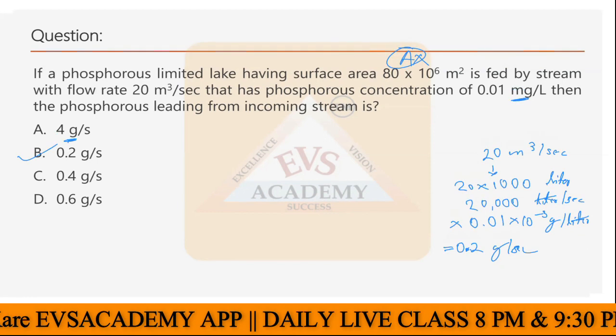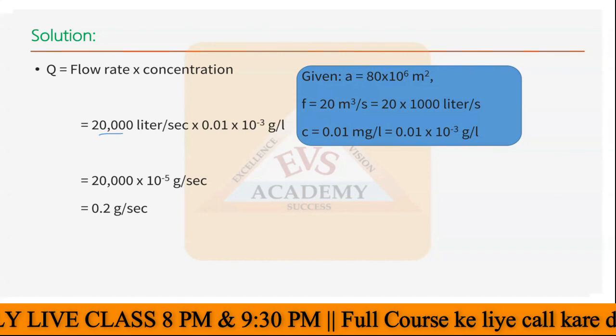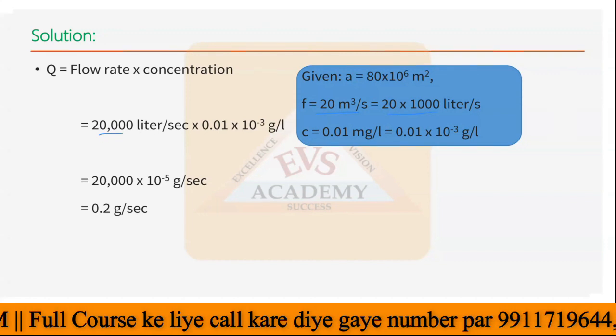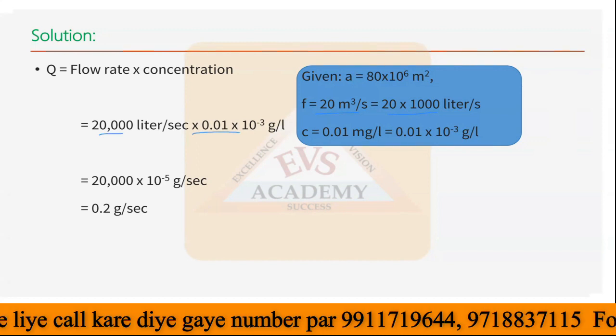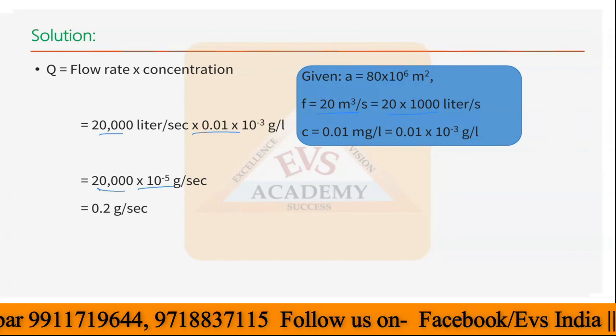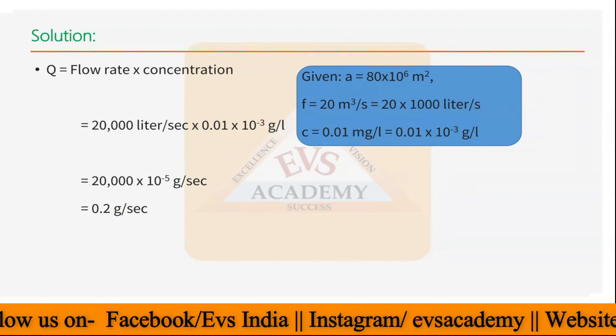If it is not clear, you can see the solution here as well. 20,000 liter per second, because in 20 meter cube per second, 20,000 liter is coming. And that is multiplied by 0.01 times 10 to the power minus 3. That is 20,000 multiplied by 10 to the power minus 5. That is 0.2 gram per second. This is how you can solve this.